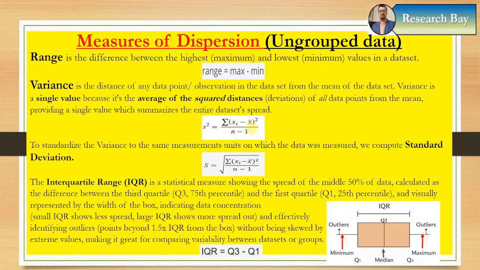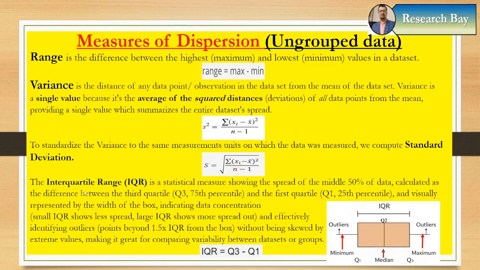Why n minus 1? I have thoroughly discussed it in my previous video. Still, to recall once, we have one lesser degree of freedom in case of samples. Had it been for the population, then we don't do n minus 1, we take the population size. Then, to standardize the variance to the same measurement units in which the data was measured, we compute the standard deviation, which is nothing but the square root of variance. So it's the same formula; if I put a square root over that formula, that is the standard deviation.